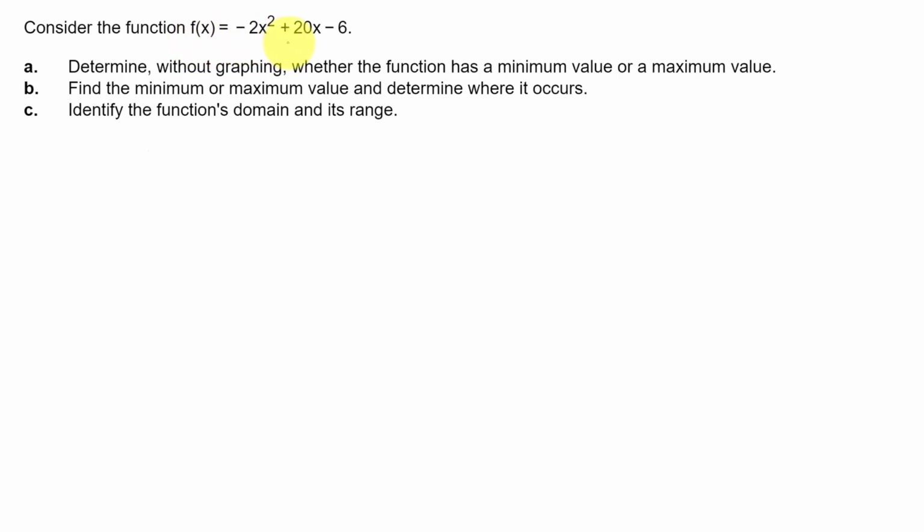So here is our question. And what type of function do we have here? Notice the highest exponent on any of the x's is a 2, so this is a quadratic function, and I'm going to need to compare it to f of x equals ax squared plus bx plus c. So in our case, what is the value of a? A is the coefficient of the x squared term, it's negative 2. B is the coefficient of the x term, it is 20, and c is the constant term of negative 6.